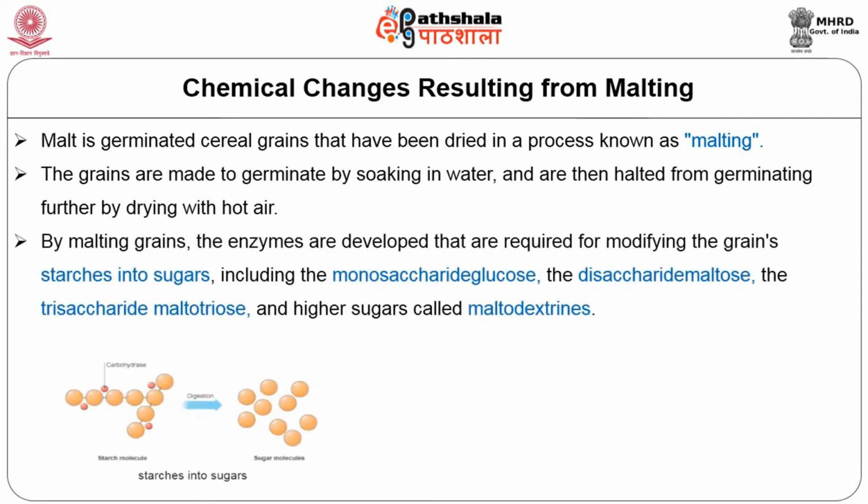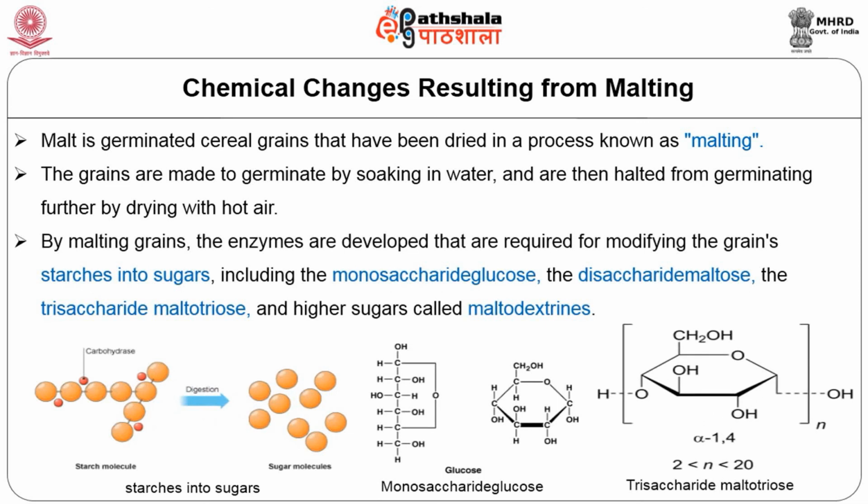By malting grains, the enzymes that are required to modify the grain starches into sugars are developed, including monosaccharides like glucose, disaccharides like maltose, trisaccharides like maltotriose, and higher sugars called maltodextrins.